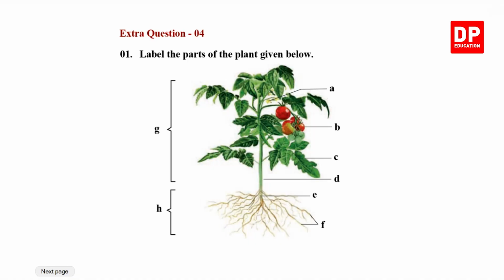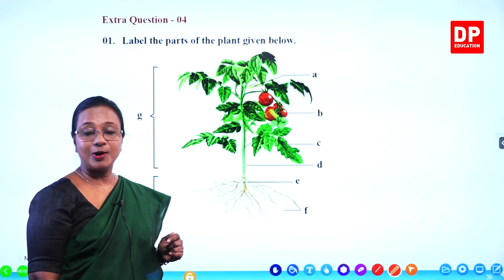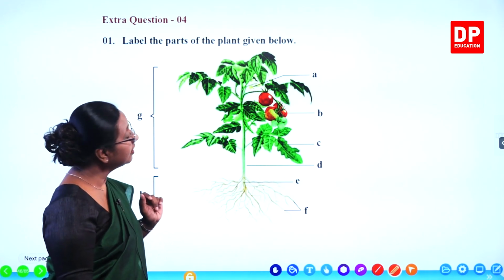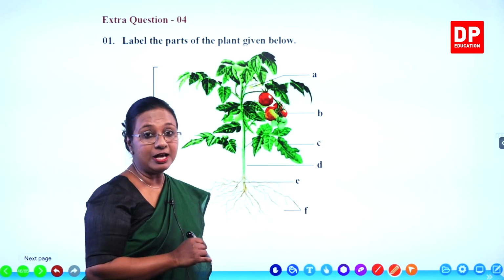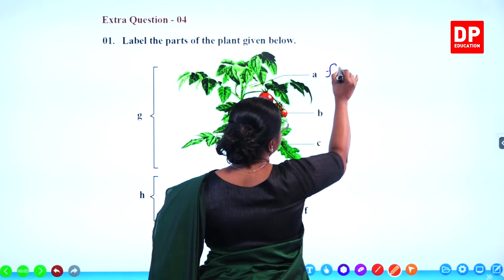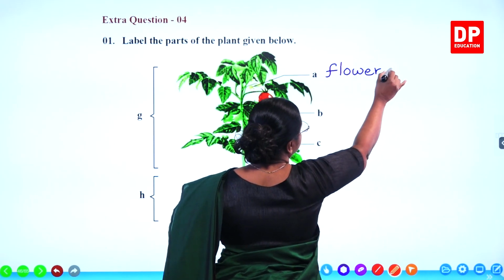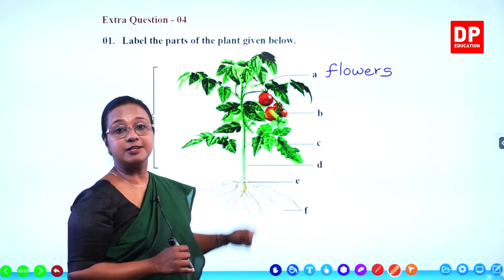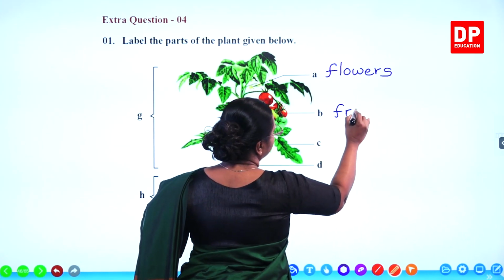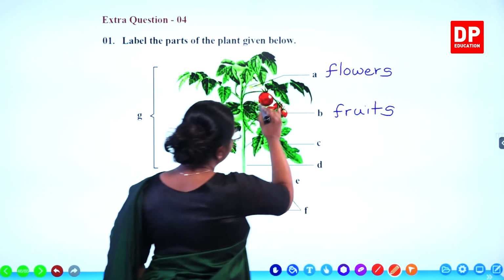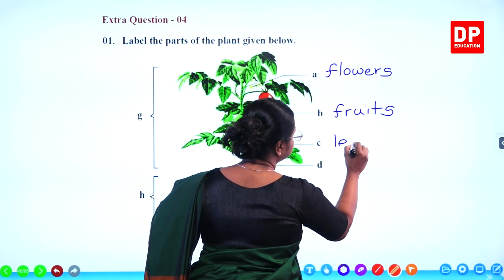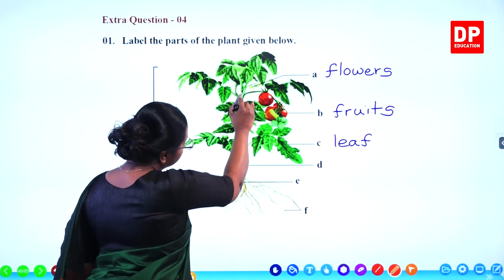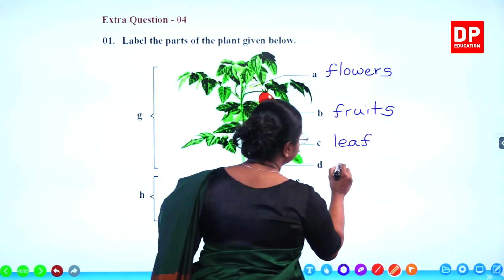Extra question 4. Label the parts of the plant given below. So students, I am sure you can label all the parts given here, parts of the plant. So I will start with part A. What is shown here? It is the flowers. So here A is flowers. How about B? B is the fruit. You can write it as fruit or fruits because there are many fruits shown there. Then what about C? C is the leaf. And here you can see D is the stem of the plant.